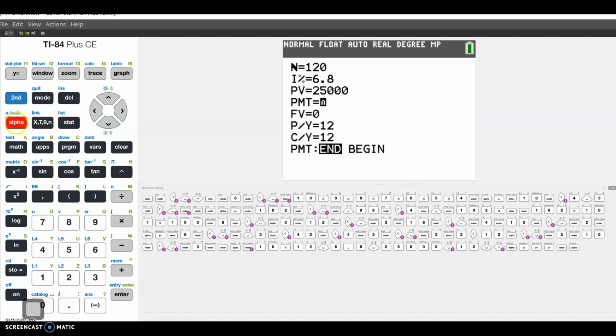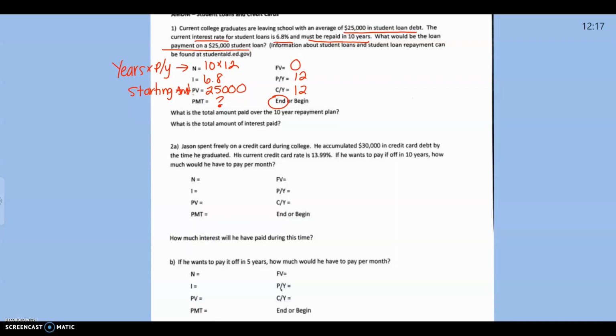We're going to press alpha, enter. When you press alpha, enter, that's going to give you your answer. So your payment is $287.70.